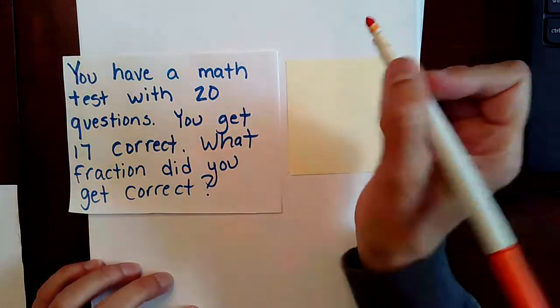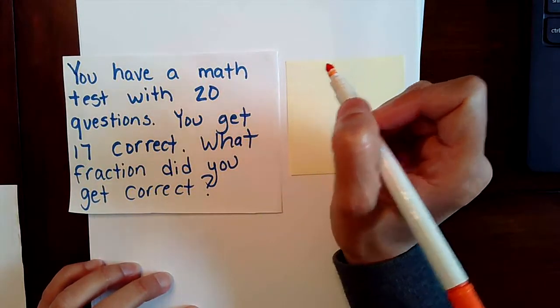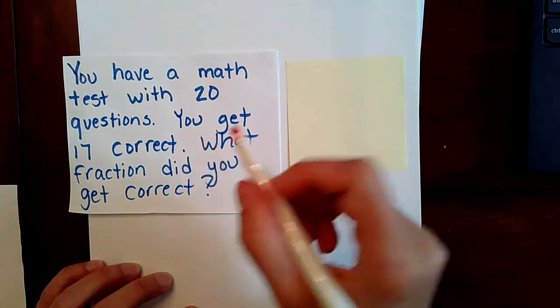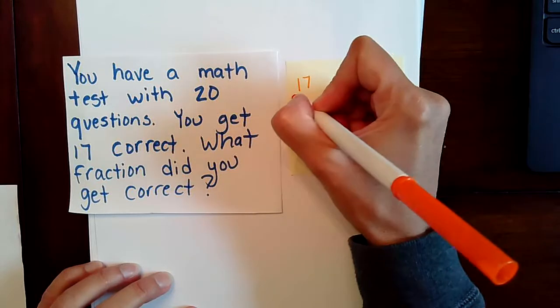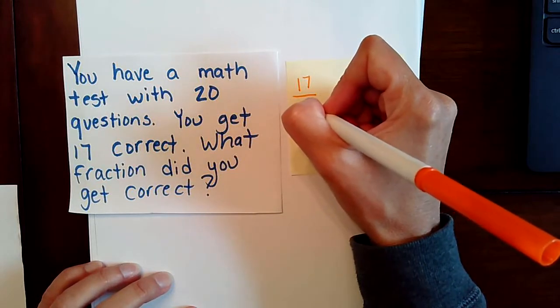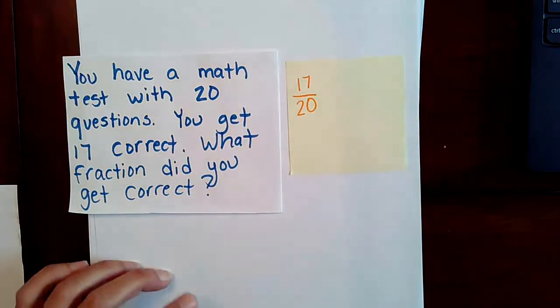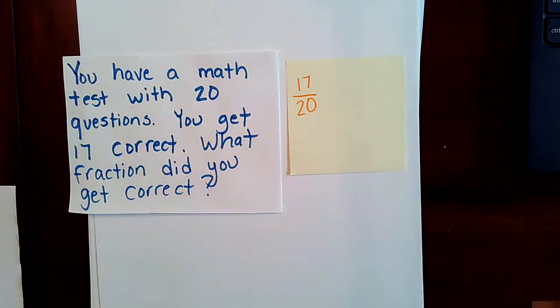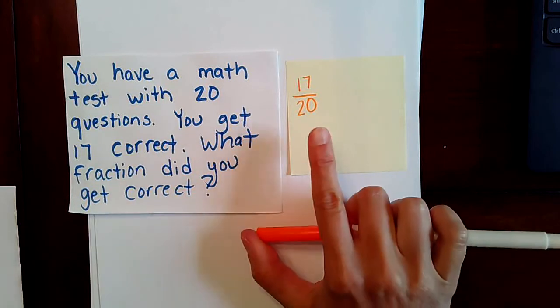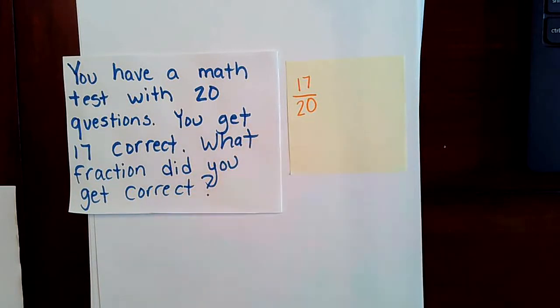So what fraction of the questions did you get correct if you got 17 and there were a total number of 20? The number you were counting, the numerator, should go on top, 17, and the total number of questions was 20. So 17/20ths would be the fraction that you got correct. Now, if this is the fraction that you got correct, write down the fraction of the problems that you got incorrect, or the fraction of problems that you got wrong.